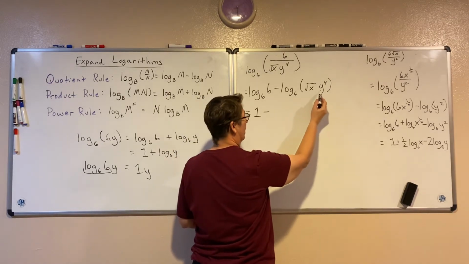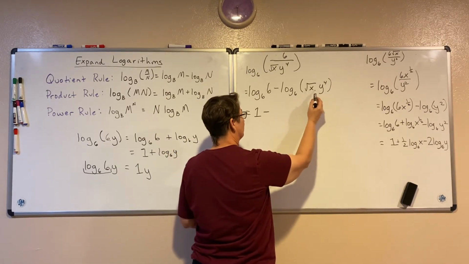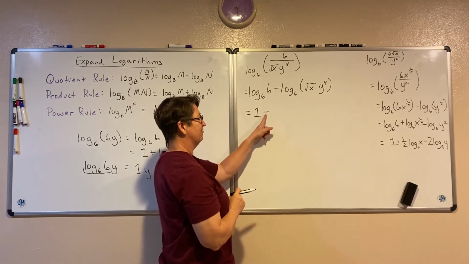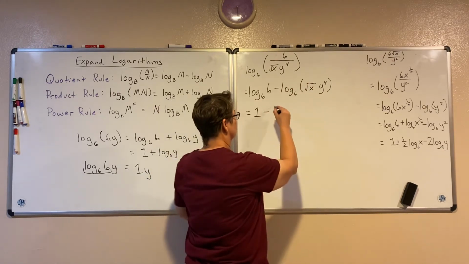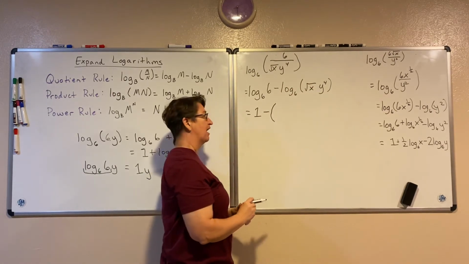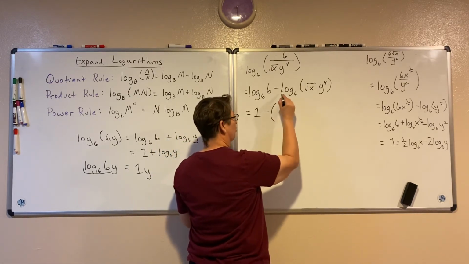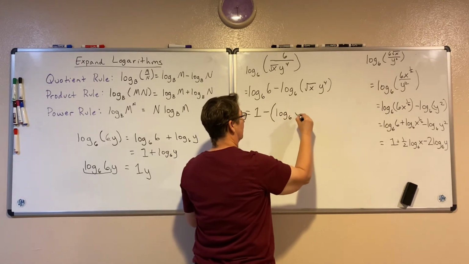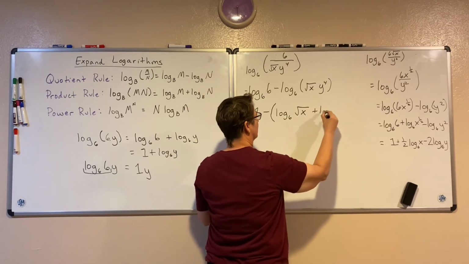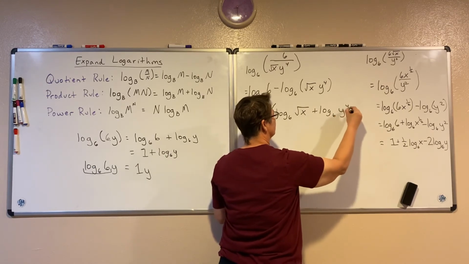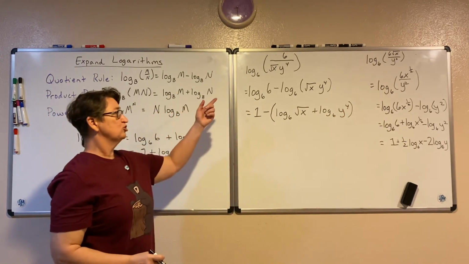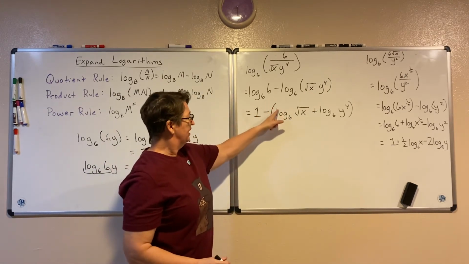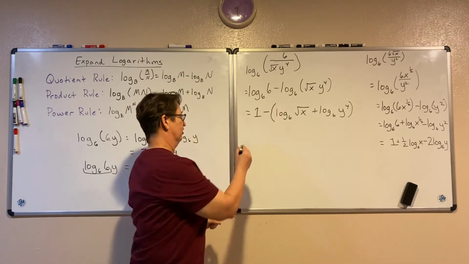Here I have a product, so I'm going to separate these by using my product rule, but I have to be careful because this negative is on this whole number. So to show that, I'm going to put a parentheses out front to show that this whole thing is being multiplied by that negative. So I have log base 6 of the first number plus log base 6 of that second number. So again, quotient rule was used first, and now I'm using the product rule. This I can distribute to both of those.